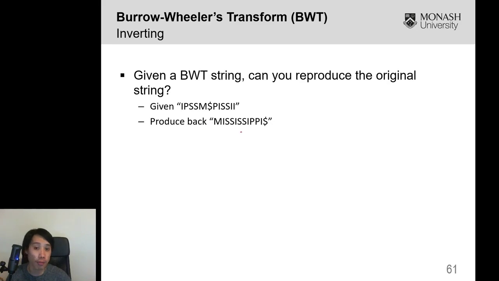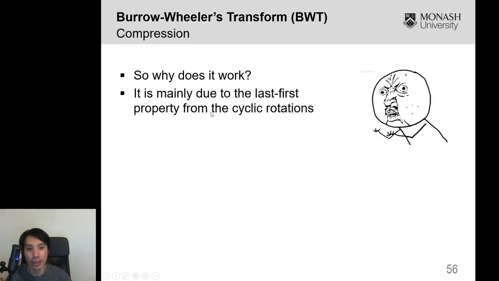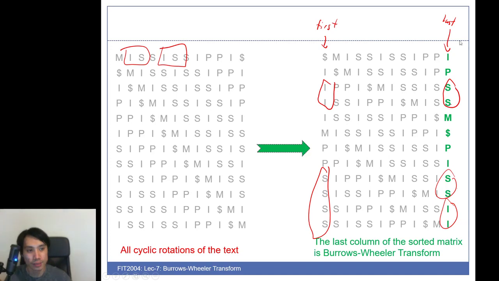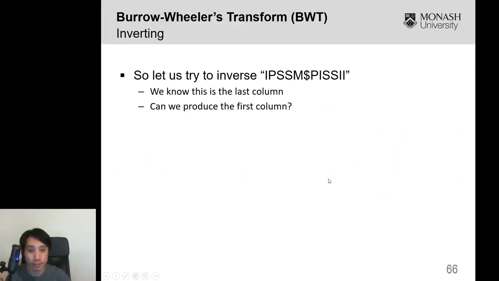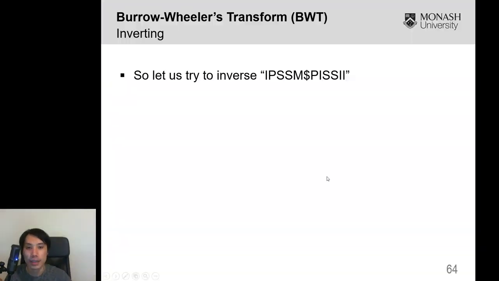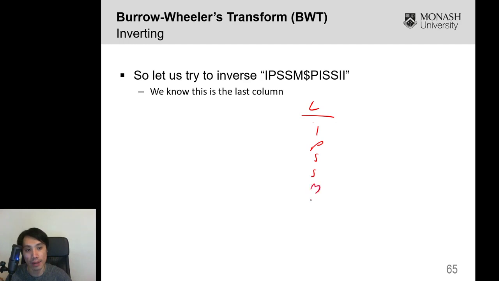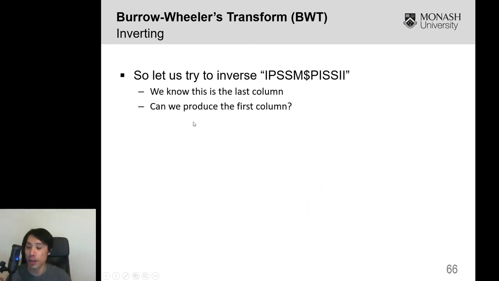You know the BWT of Mississippi is IPSSM terminal PISSII, which is what you see here, okay? The last column. How am I able to reproduce it back? If I were to give you the following, I know my BWT is the last column. So the last column will be IPSSM terminal PISSII. My question is, are you able to produce the first column?